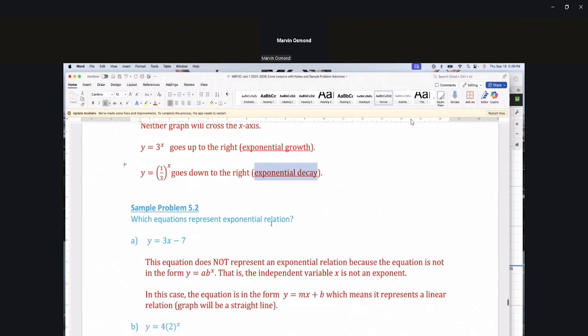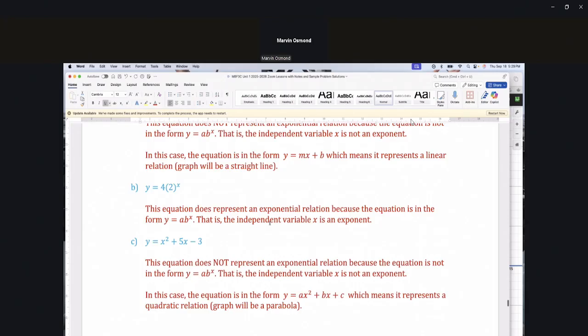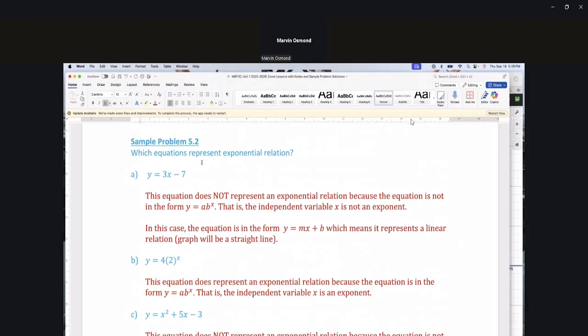so now we have one last question I want to take a look at. Which equations represent an exponential relation? y equals 3x minus 7. Now remember, in order for it to be an exponential relation, it has to be of the form y equals a times b to the power x. So in other words, the x has to be in the exponent. Here, x is just a variable. So there are no exponents in this one.